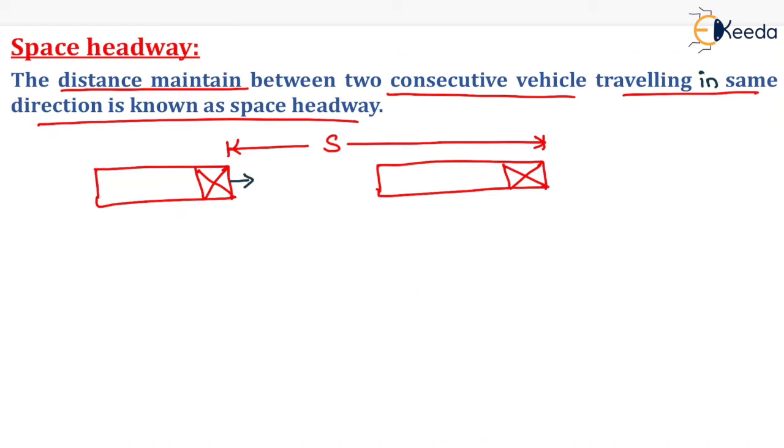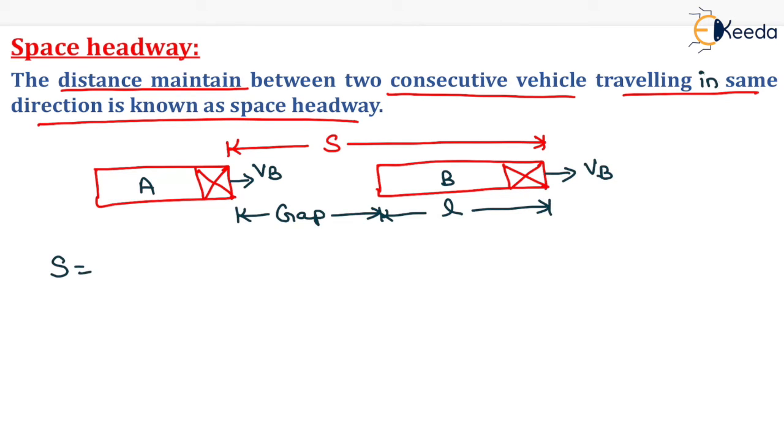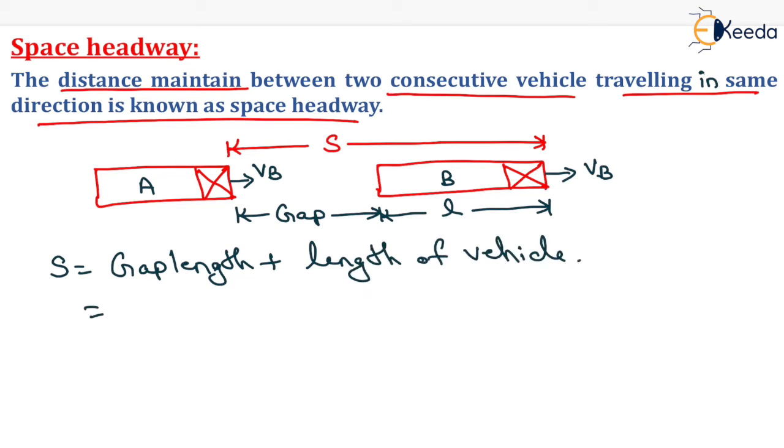This vehicle is moving with a speed Vb, as well as this vehicle is also moving with a speed Vb. This is vehicle B and this is vehicle A. Now this distance is known as gap and this is known as length of vehicle, small l. So space headway will be equals to gap length plus length of vehicle. Now gap length will be equals to stopping sight distance plus length of vehicle. Now stopping sight distance will be equals to lag distance plus braking distance plus length of vehicle.